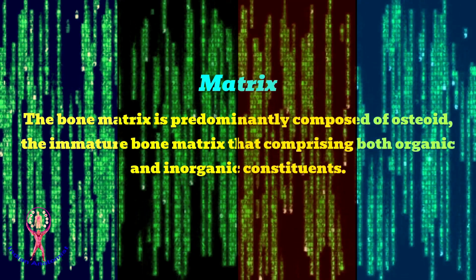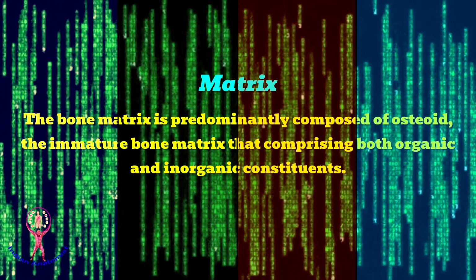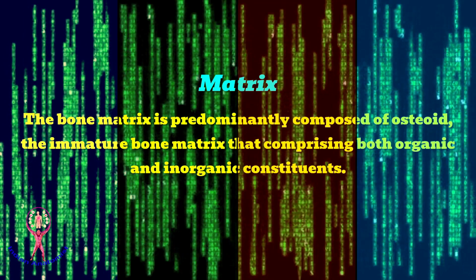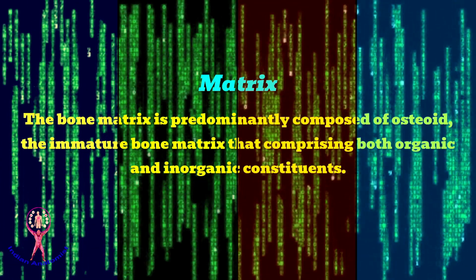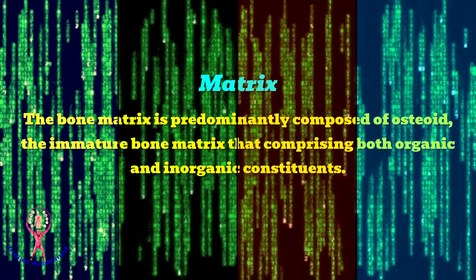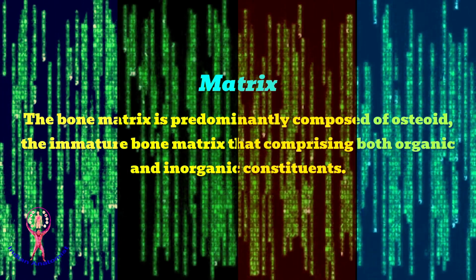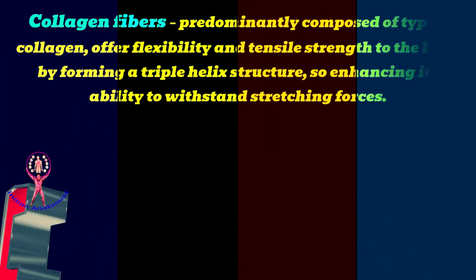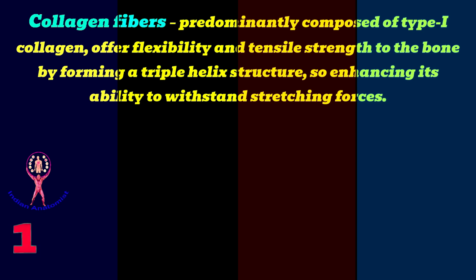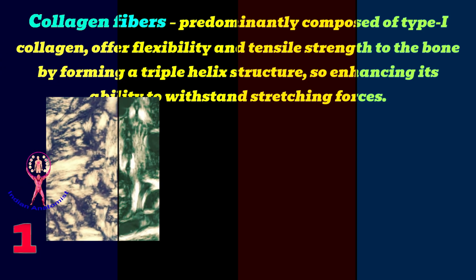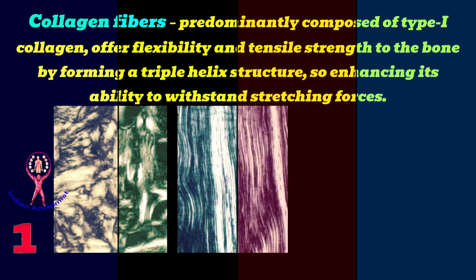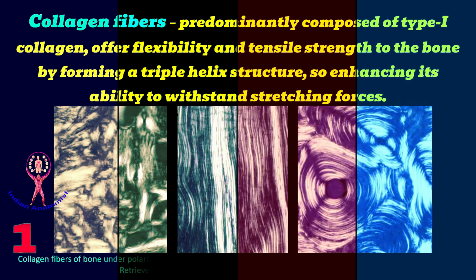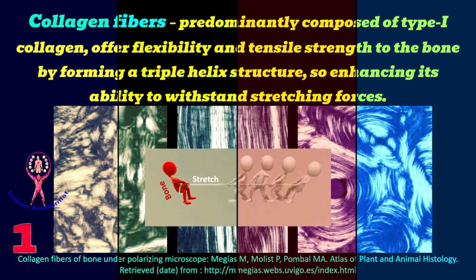Now, let us see about the matrix. The bone matrix is predominantly composed of osteoid, the immature bone matrix, which comprises both inorganic and organic constituents. Coming to the organic components of matrix, number 1 is collagen fibers. Predominantly, these collagen fibers are composed of type 1 collagen, which offers flexibility and tensile strength to the bone by forming a triple helix structure, thereby enhancing its ability to withstand stretching forces.